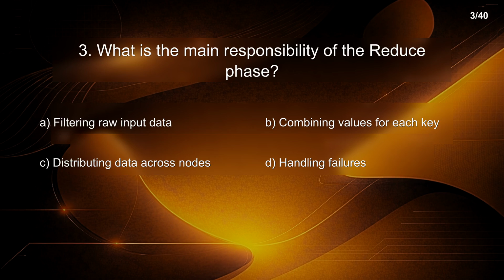Third question. What is the main responsibility of the reduce phase? A. Filtering raw input data. B. Combining values for each key. C. Distributing data across nodes. D. Handling failures. Correct answer is B. Combining values for each key.